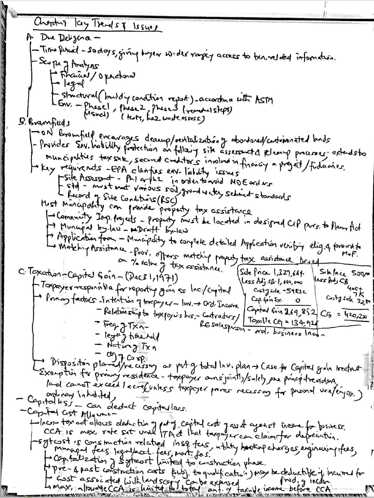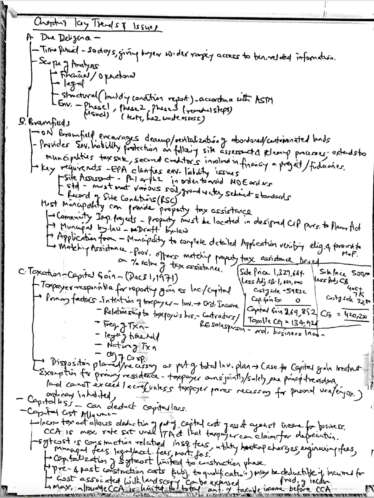Pre and post construction costs, subject to qualification, may be deductible if incurred for the production of income. The Act also permits the amortization of selected expenses depending on their contribution to the long-term earning capacity of the property, and the ability to expense certain items regardless of whether they occur during, before, or after the concession period. For example, costs associated with landscaping.